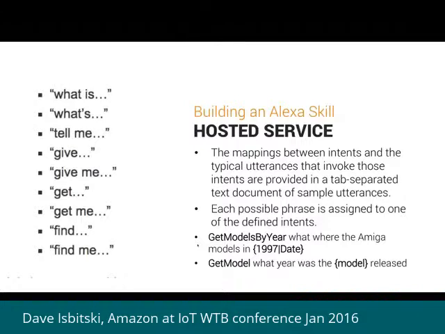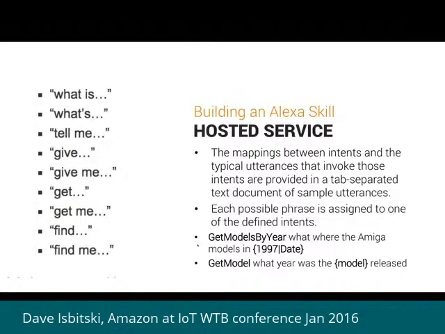So you can see here at the bottom, I have get models by year. What were the Amiga models in 1997? So get models by year would be an intent. What were the Amiga models is something I said. And so I could have said something completely different. I could have said, tell me the models. Or I could have said, what Amiga models, right? So people are going to ask things in different ways, and you need to use a couple of different sample utterances so that Alexa will understand that. And then date is the actual slot. So that's going to be in the parens there. It's going to start out with a capital letter, and then the actual value comes first before the pipe.